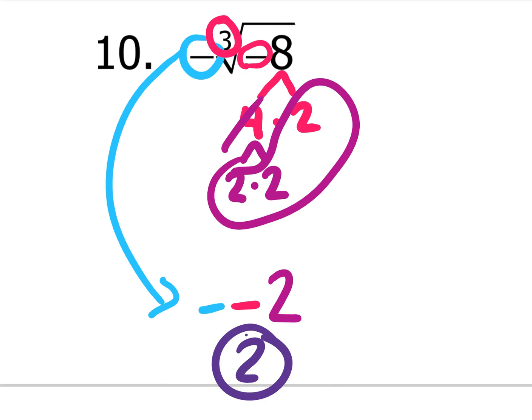So I just put the negative signs at the bottom just so I remember where they are, because it's really easy to forget the inside negative and put a negative answer.